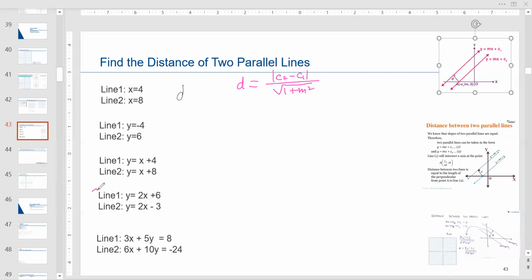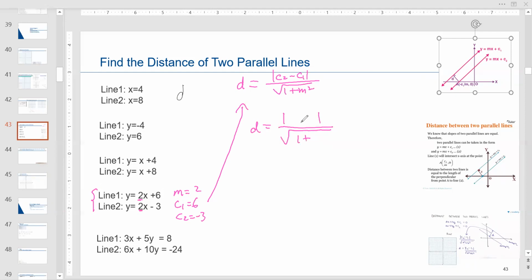All right, let's see this example now. In this example, m equals 2, right? Because m is from here. What about C1? C1 we say is 6, C2 is -3. Put this in this formula. So the distance of these two parallel lines, what do we get? Firstly, we put the data in first.